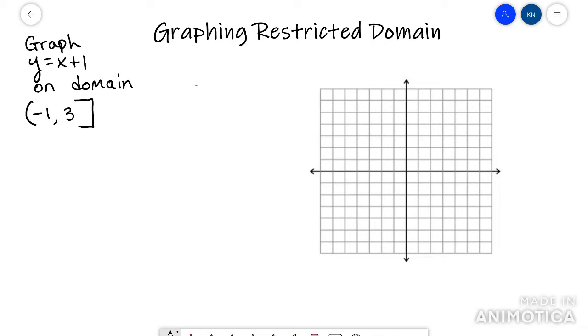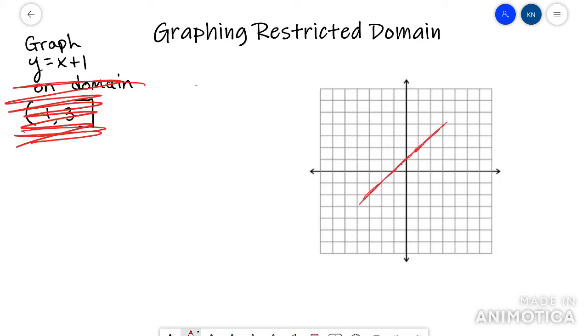Graphing on a restricted domain is not that difficult, but for some reason, a lot of students really struggle with it. Essentially, your teacher is going to give you an equation that you have to graph. If we didn't restrict the domain, it would be very simple. I could easily just graph this line, right? Nothing to it.